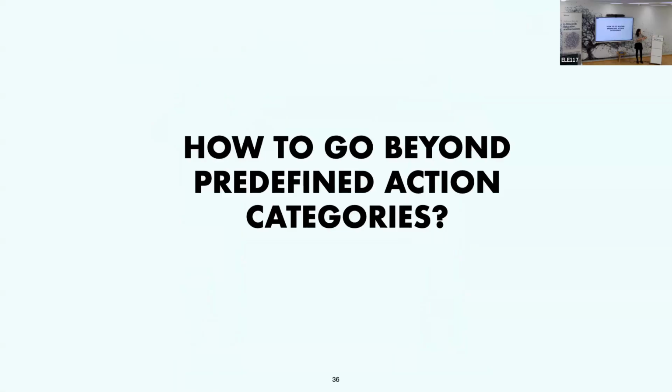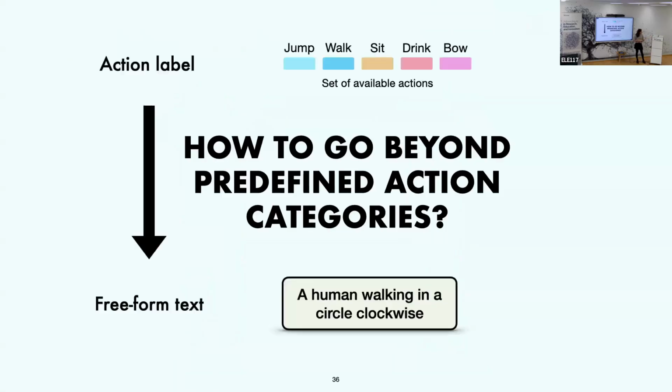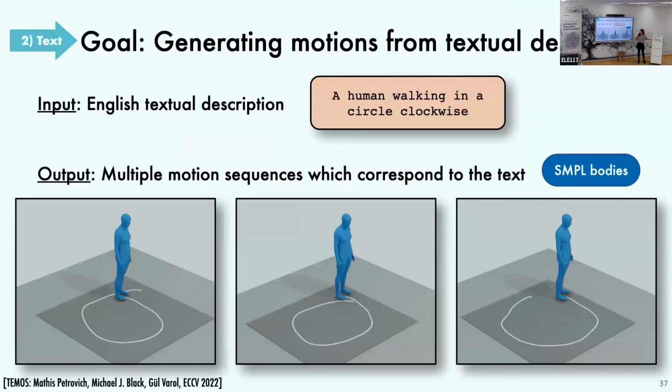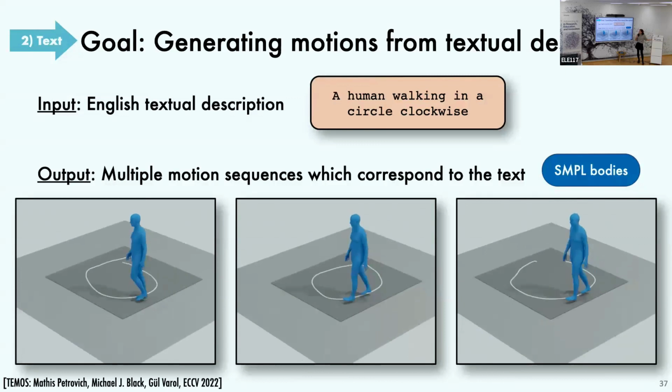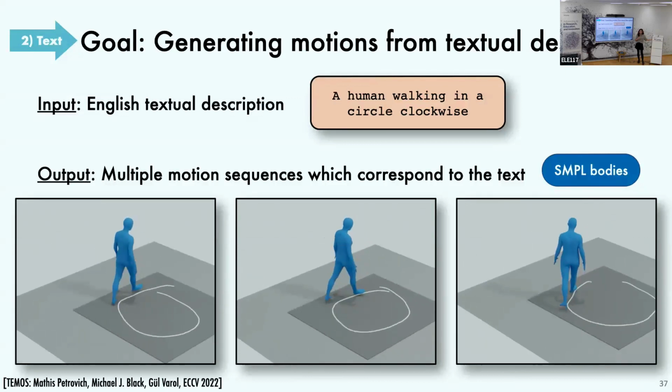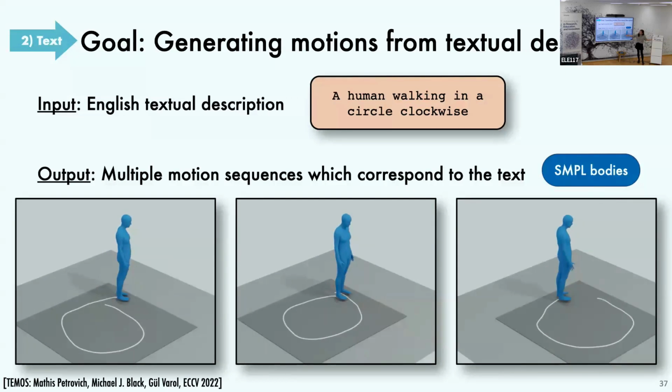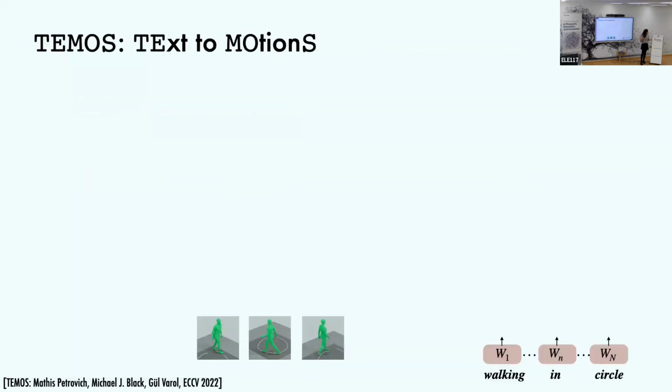Okay, so that was action categories. From now on, it's going to be a bit faster because everything builds on that. We want to move to free-form text, not just have these 40 categories or 20 categories. So the input should be a human walking in a circle clockwise rather than just walk. But even then, because language by definition has ambiguity, there are degrees of freedom that remain. So what's the size of the circle, the shape of the circle? We want to have variation on that while having fidelity.